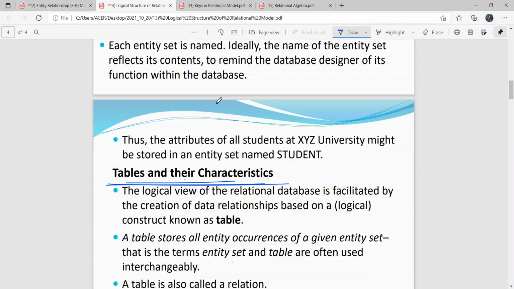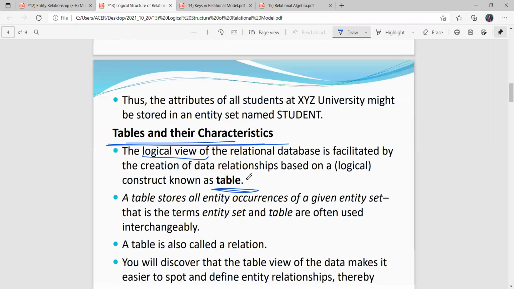Yeah, an ER diagram belongs to the ER data model. Now, when we consider the logical view of the relational database, it is facilitated by the creation of data relationships based on the logical construct known as a table. So the basic data structure of the relational model is a table. We can say this table is a relation.